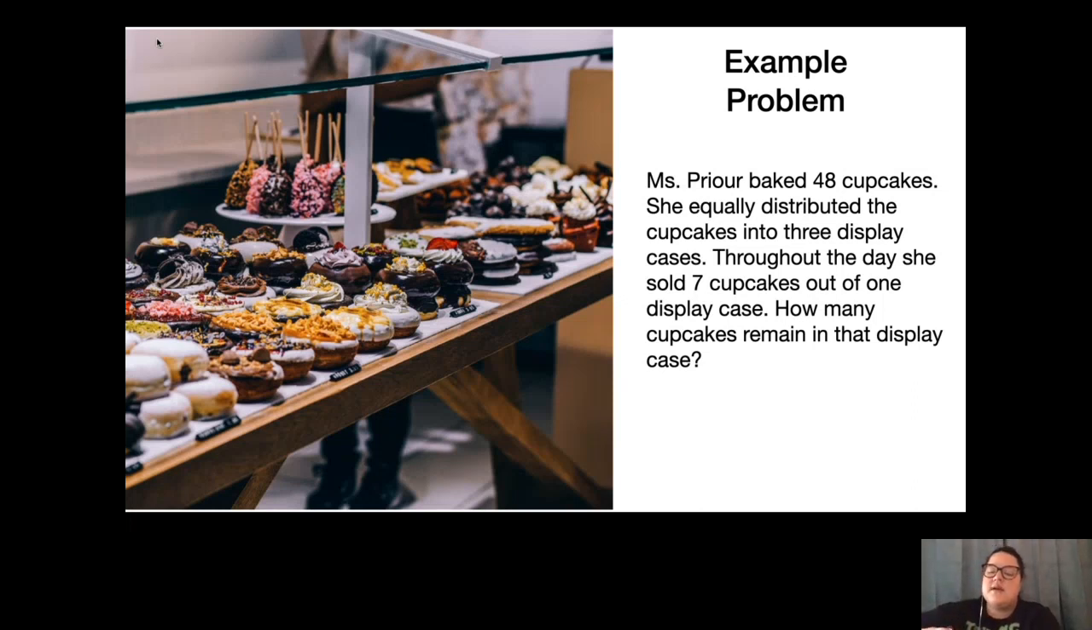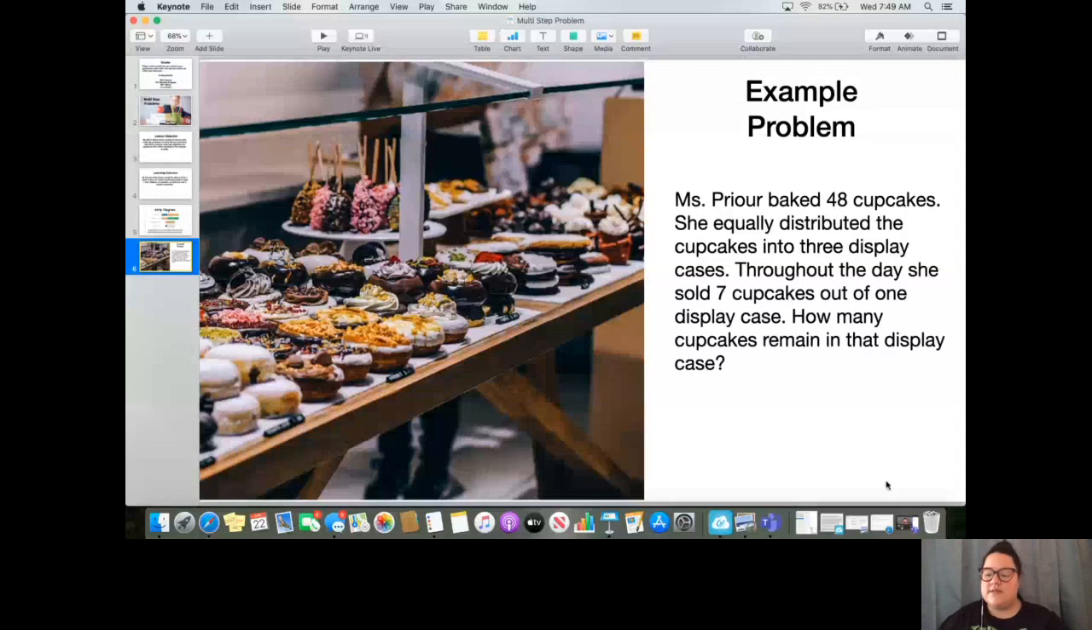Throughout the day, she sold 7 cupcakes out of 1 display case. How many cupcakes remain in that display case? So we're going to divide 48 by 3. So we already know that we're going to have a multi-step problem here, because throughout the day she sold 7 cupcakes. So whatever my answer to my division problem is, we're going to subtract 7 from that number, and that will tell us how many cupcakes remained in that display case. All right, so let's start with our division problem.